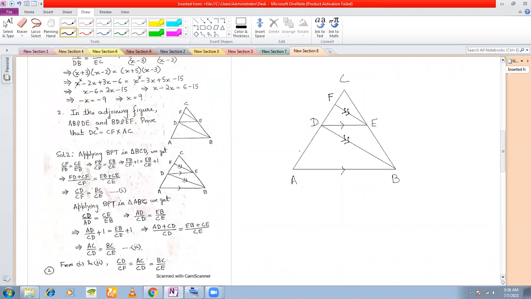Okay, so how will you show DC square is equal to CF into AC? First, you see this triangle here, BCD. In this triangle, you see EF is parallel to BD. So you can apply BPT in this, right? Next, you see the bigger triangle ABC, in which this line DE is parallel to AB. That means you can apply BPT here also. So once you apply BPT here, and after some manipulation, you will get your required result.